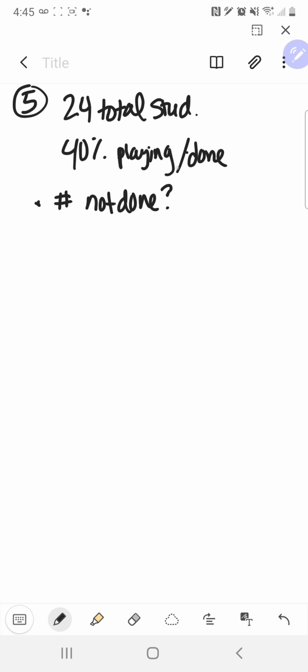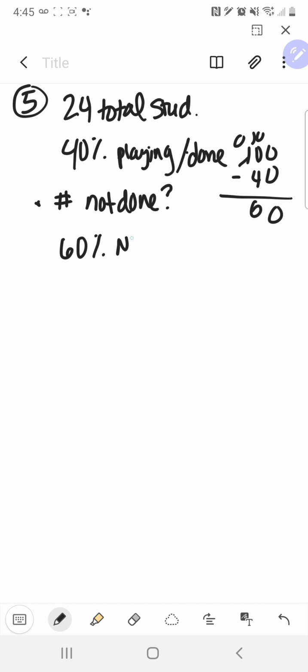Well, if 40% are done, then I would do 100 minus 40 to figure out what's not done, because you're either done or you're not done. So that means 60% are not done. So I'm going to use this percentage because that's what I'm looking for. I'm looking for the number that are not done. So I want 60% of 24, the total students. That's what you're looking for.